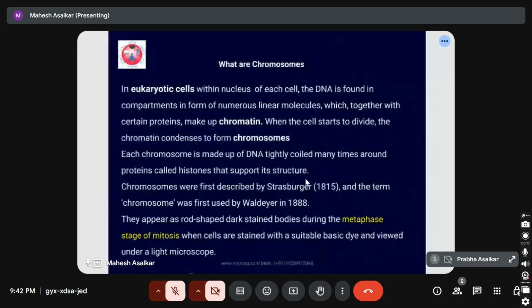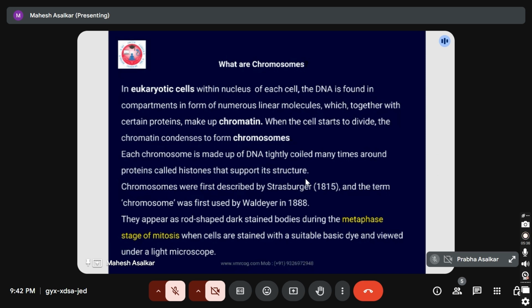Okay. So what are chromosomes? In eukaryotic cells, within the nucleus of each cell, the DNA is found in compartments in the form of numerous linear molecules, which together with certain proteins make up the chromatin. When the cell starts to divide, this chromatin condenses to form chromosomes.